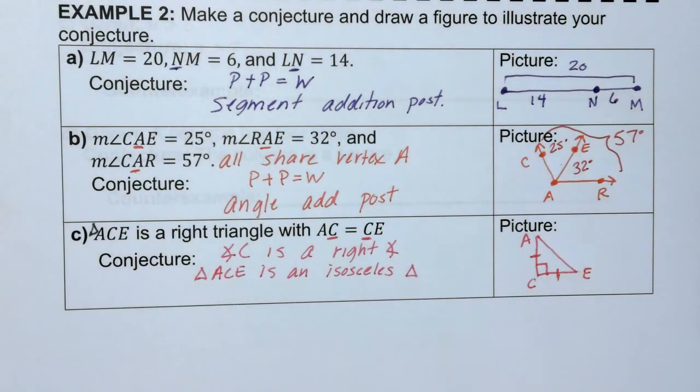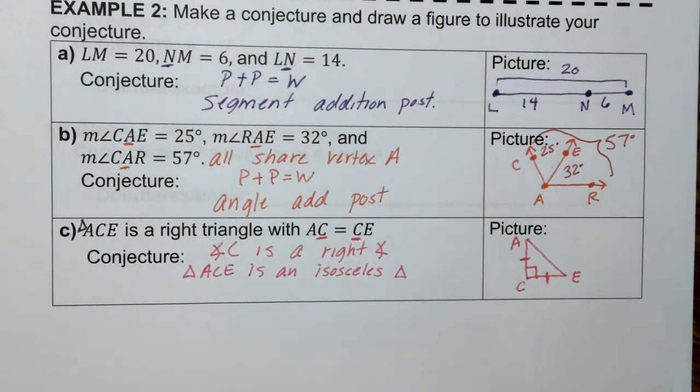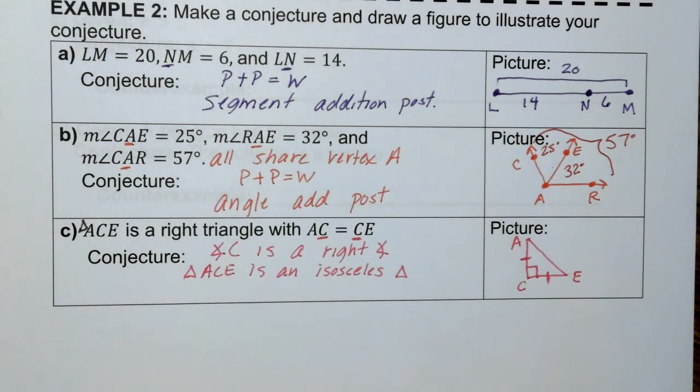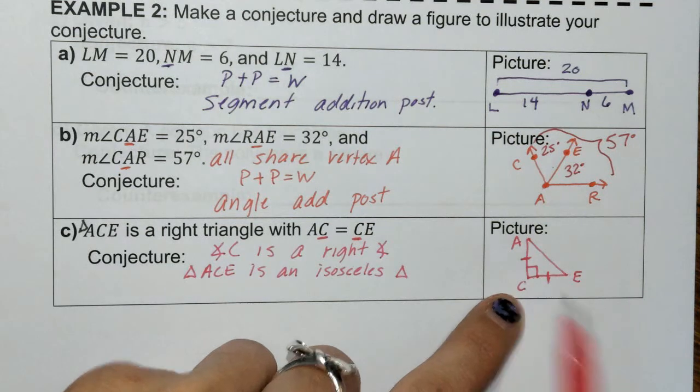I also had a student that surprised me and told me that angle A and angle E are congruent. And it actually is absolutely correct, but we have not learned that yet. We will learn that in the next unit. Then on the isosceles triangle, you also have two congruent angles. Another conjecture could be that angles A and E are both acute angles, because they have to be, because you have a 90 right here.